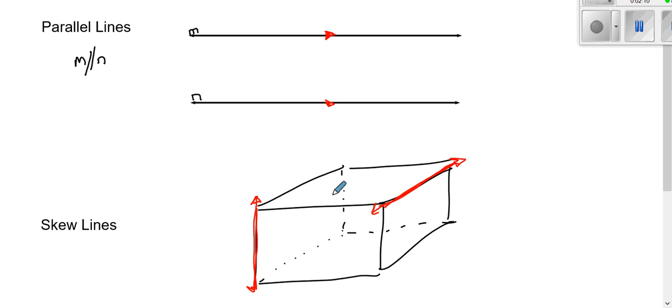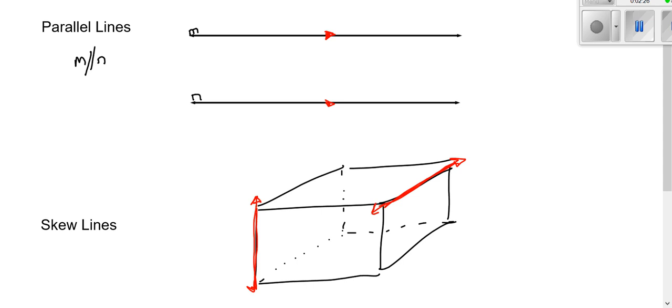But since it's a three-dimensional space, they would never run into each other, because this one's going this way, this one's going this way. They're not headed towards each other, but they would not be considered parallel because they're not in the same plane. They're not in the same flat surface. Okay, that's what skew lines are.